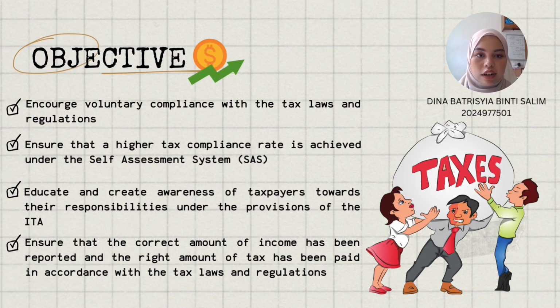First is to encourage voluntary compliance with the tax law and regulation. Second is to ensure a higher tax compliance rate is achieved under the self-assessment system. Third is to educate and create awareness of taxpayers towards their responsibility under the provision of ITA. And lastly, the objective of the tax audit is to ensure that the correct amount of income has been reported and the right amount of tax has been paid according to the tax regulation.